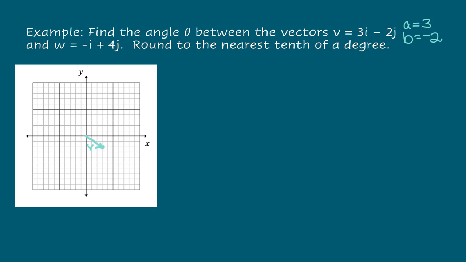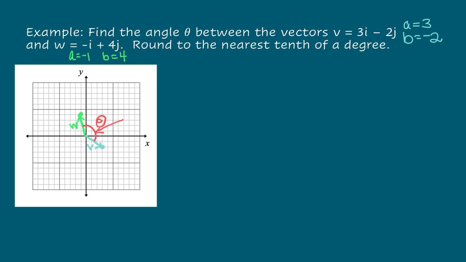And then we're going to plot our w vector. For our w vector, a is equal to negative 1 and b is equal to 4. So we're going to come back 1 and up 4 and plot our terminal point. So there's our w vector right there. What we're interested in finding is this angle right here. So this is the theta that we're being asked to find. That angle right there, that's what this question is all about. It's asking us to find that angle.